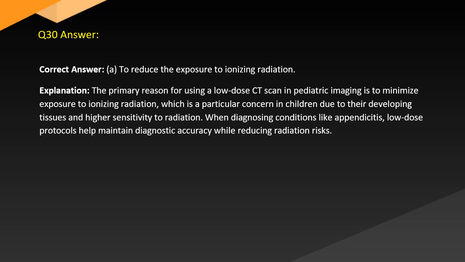Answer. Correct answer: A. To reduce the exposure to ionizing radiation. Explanation: The primary reason for using a low-dose CT scan in pediatric imaging is to minimize exposure to ionizing radiation, which is a particular concern in children due to their developing tissues and higher sensitivity to radiation. When diagnosing conditions like appendicitis, low-dose protocols help maintain diagnostic accuracy while reducing radiation.